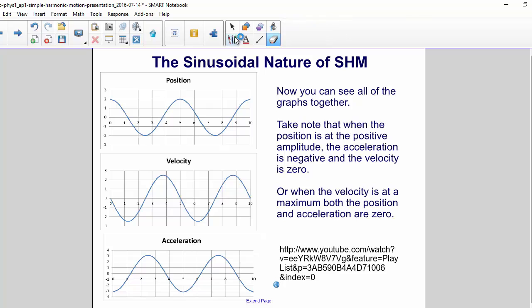Now we can see all of the graphs together. So take note that when the position is at the positive amplitude, the acceleration is negative and the velocity is 0. Or when the velocity is at a maximum, like here or here, the acceleration is 0 and the position is 0.